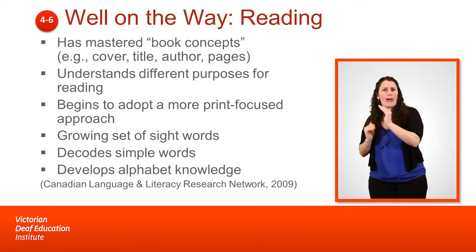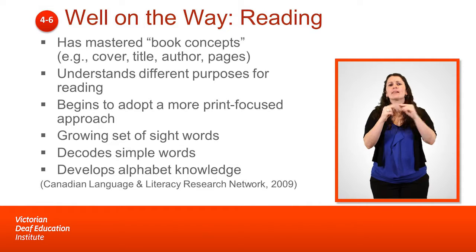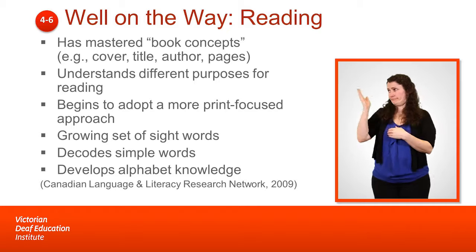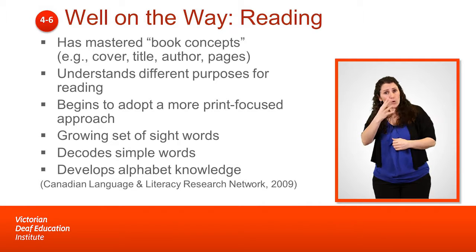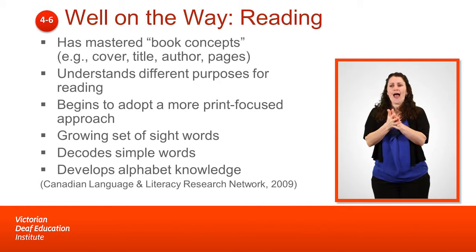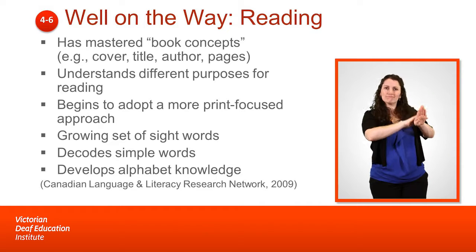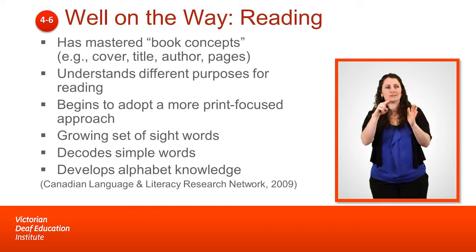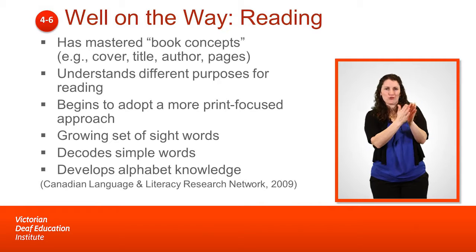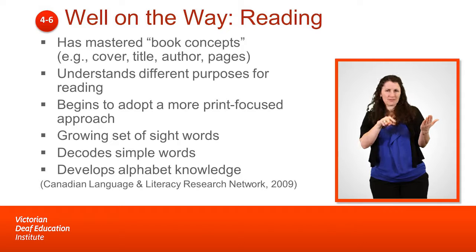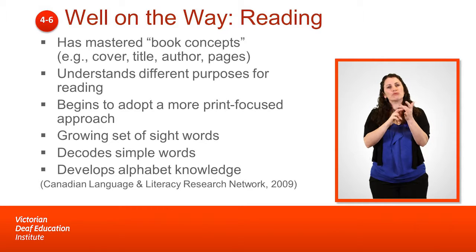So what are children doing at this phase? What are some of the developmental milestones that you should be looking for? Children at the age of 4 should have mastered some of the book concepts, such as understanding the cover of a book, the title of the book, author, the pages of the book, handling skills, left to right orientation, sometimes referred to as concepts of print. And they should also by this stage understand different purposes for reading.